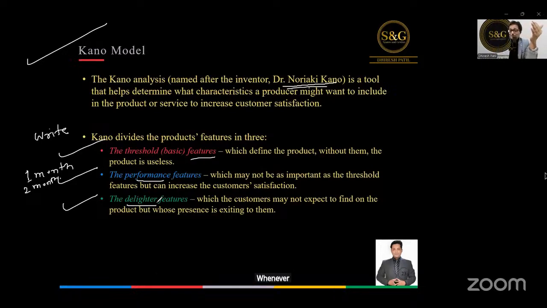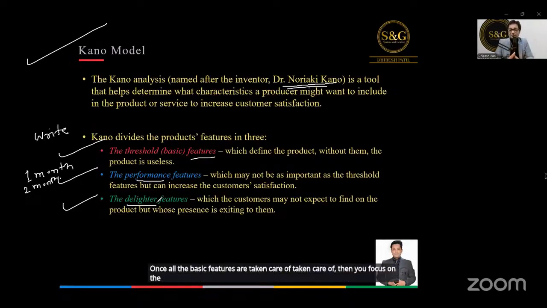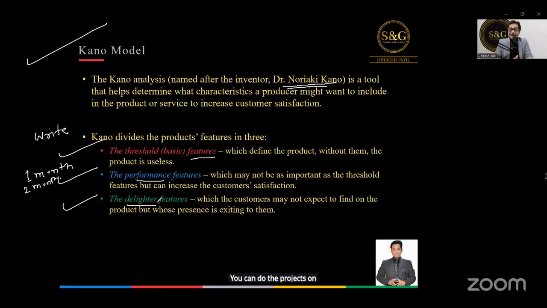whenever you are actually identifying the projects, make sure if there is a gap between a basic feature, that should be your priority. Once all the basic features are taken care of, then you focus on the performance feature. If there is any gap, you can do the projects on that. And then you think about delighter feature. Are you understanding? So Kano model is a priority model.